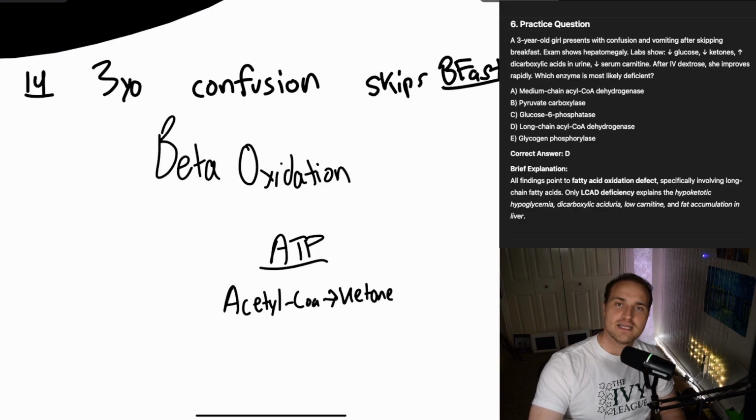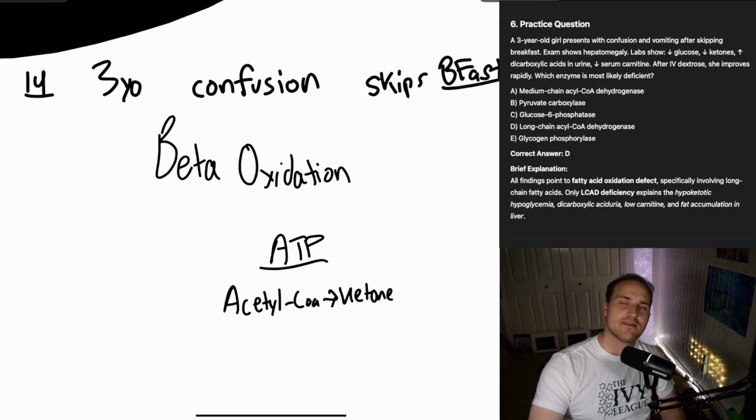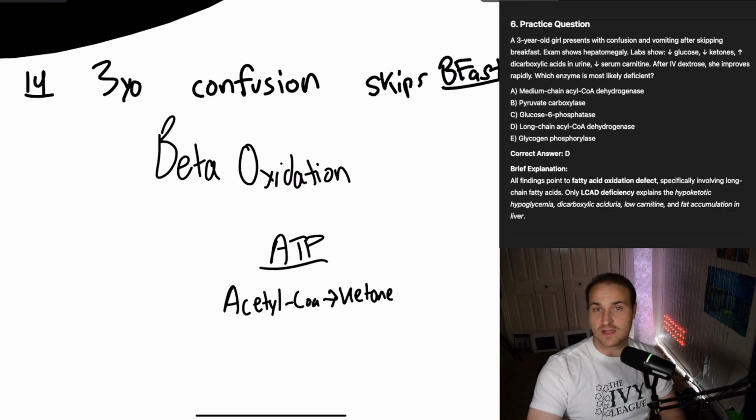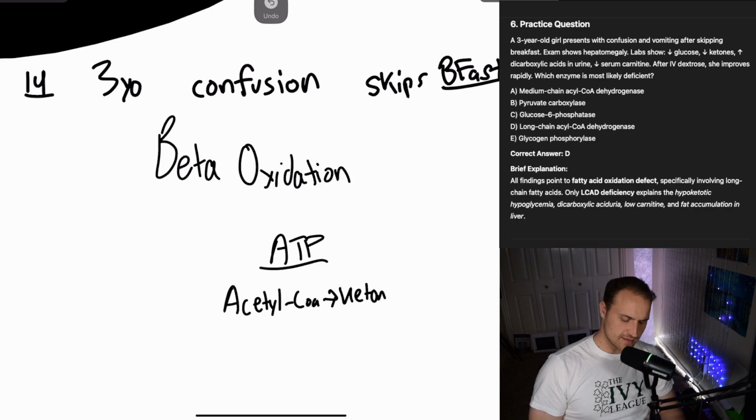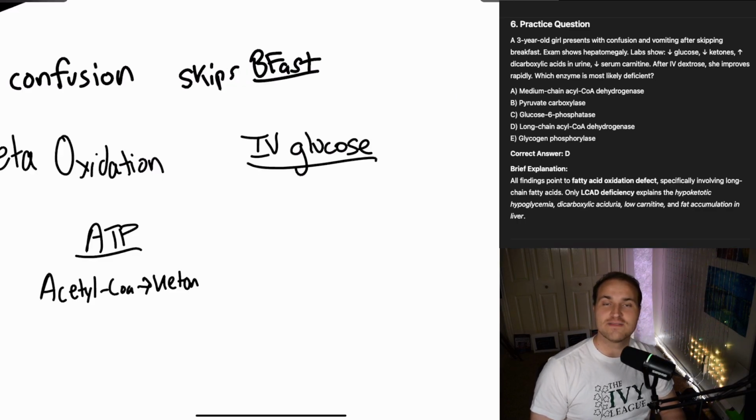And so if you can't break down long-chain fatty acids, then you run out of energy really, really quickly. And that's what happened to this baby who skipped breakfast. So your baby is going to have confusion, lethargy, hypoglycemia. But then they respond whenever you give them IV glucose. They just light up again, right? Why? Because that gives you immediate energy.